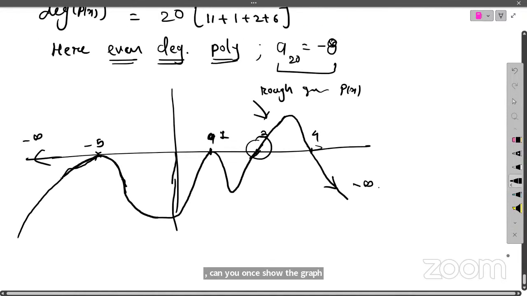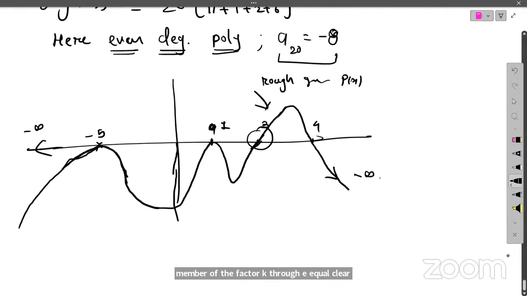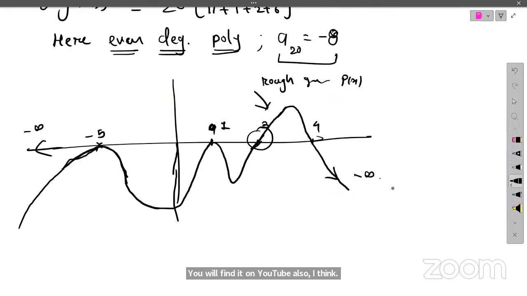Ma'am, please clarify it once through factors. Okay, yeah, let's take another. Madam, we'll get a recording anyway? You will find it on YouTube also, I think. Today's one, you will get this. It's being live streamed. How will we get the link? That I don't know. How do you usually get the link? You will get the link from Google Calendar. Okay, got it. Thank you.